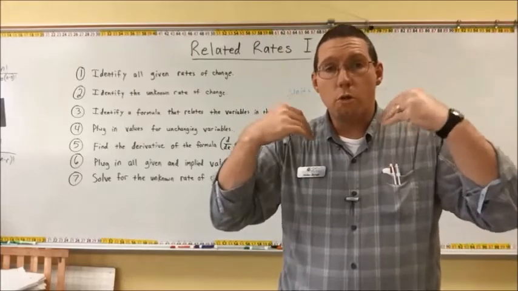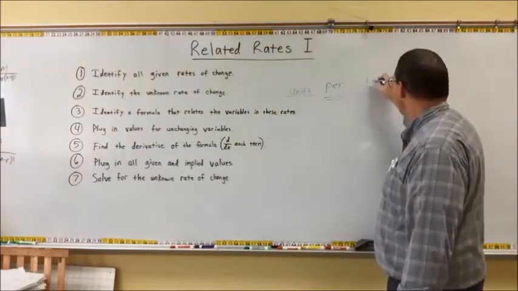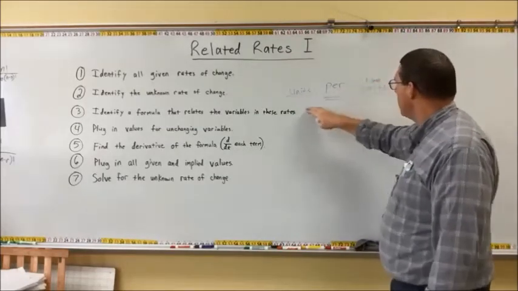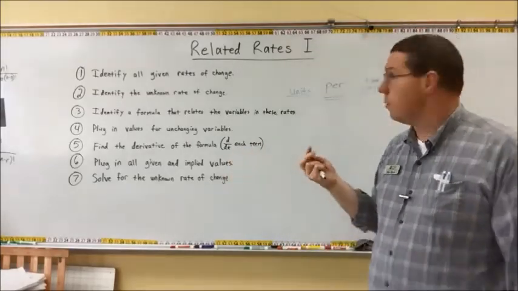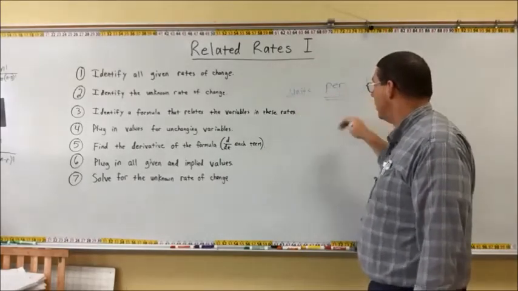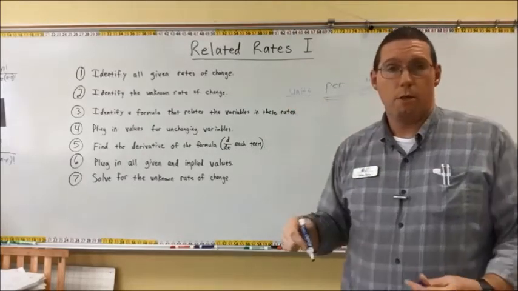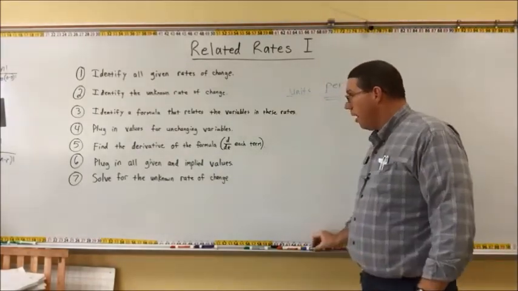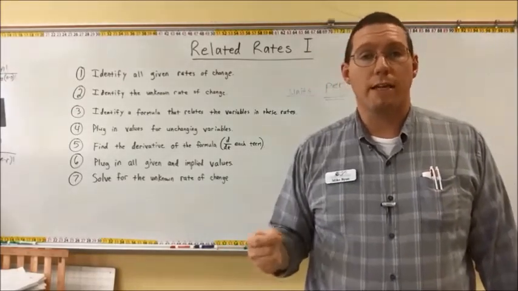Now, mostly the ones we're going to be dealing with, these units over here are always going to be time units. So you're going to have miles per hour, feet per second, meters per minute, whatever. It could be degrees Fahrenheit per minute. It can be any unit per a time variable. So anytime you see the word per, that's going to indicate that you are dealing with a rate of change.